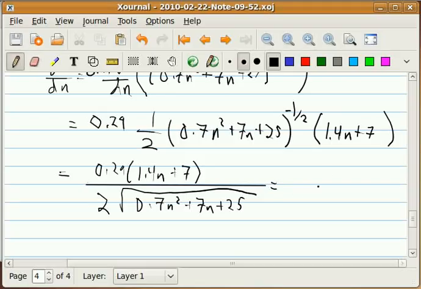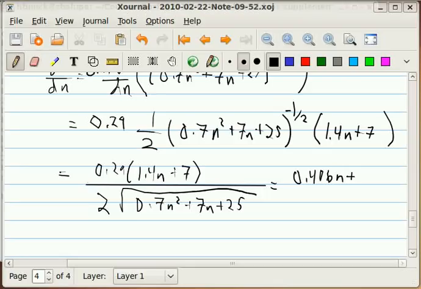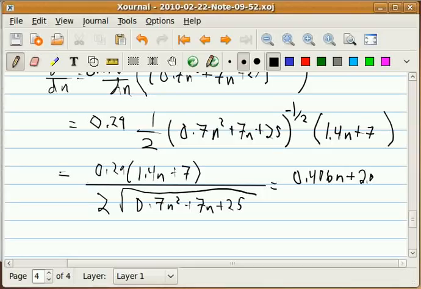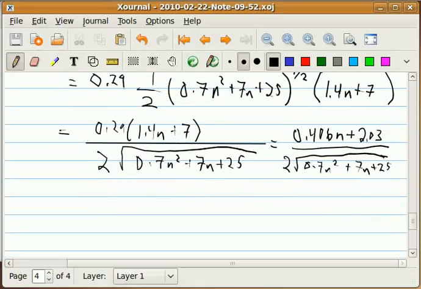Well, 0.29 times 1.4 is 0.406. So I've got 0.406n plus, and then I've got 7 times 0.29, which is 2.03. Okay, so that's all over 2 times the square root of 0.7n squared plus 7n plus 25. Okay, and again, if they just want you to put some numbers in for n and crunch this expression, then that's all you have to do.